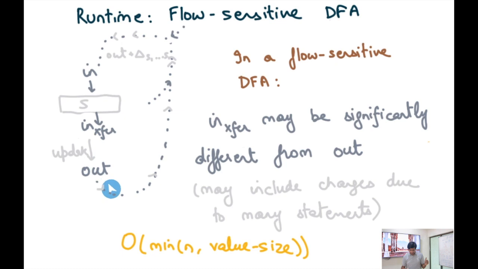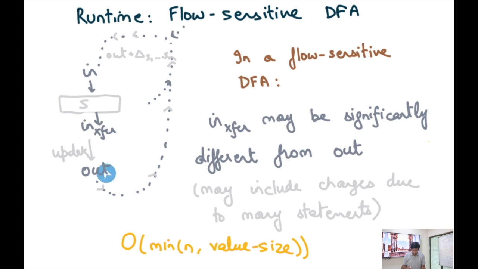So the path between out and in could be pretty long, and because of that, all the deltas could have pretty much accumulated across this path, and so the gap between in transferred and out can be pretty large, because it may include changes due to many statements. And this is true for a flow sensitive DFA, because in a flow sensitive DFA we are maintaining different values at different program points.